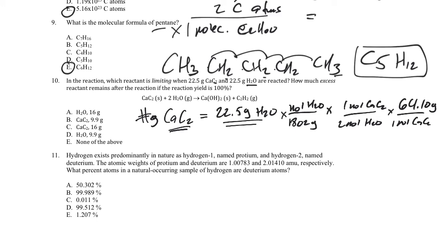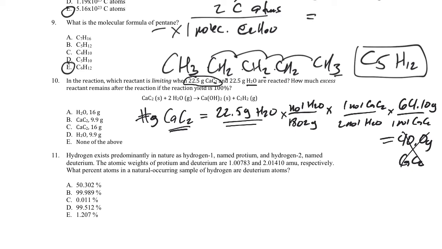So we have about 1.25 moles of water present. And then we cut that in half because we only need half as much calcium carbide to react with that quantity. That's 0.624 moles. Multiply that by 64.1 grams per mole. That means we need 40.0 grams of calcium carbide to react with this quantity of water. And then I look at my problem and I see I only have 22.5 grams of calcium carbide. So this isn't going to work.